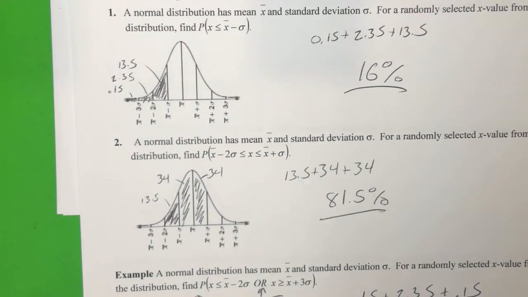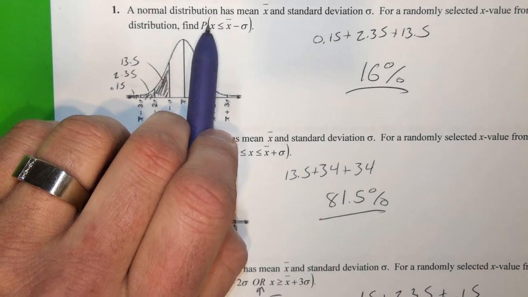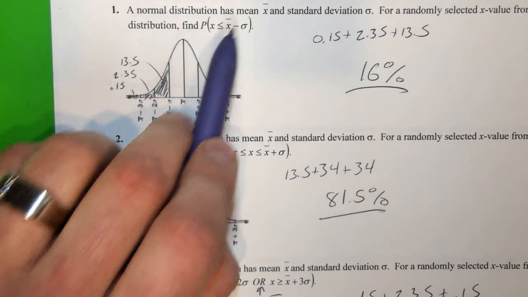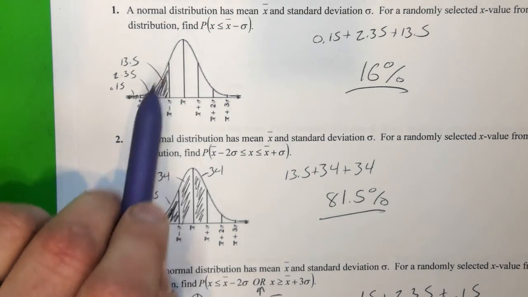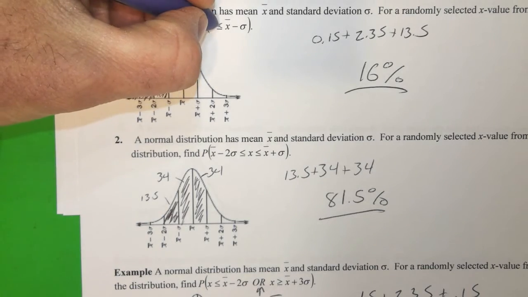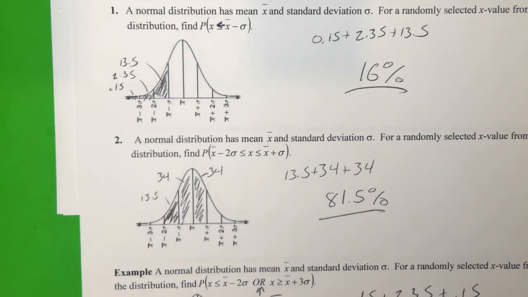Here are the answers to your two try-it problems. This one is a little simpler, and it says x is less than or equal to x bar minus sigma. So you find the x bar minus sigma over here on the left side, and because it's less than, you are going to be doing every bar that is to the left of it. Less than is like an arrow that points to the left, so we shade to the left.